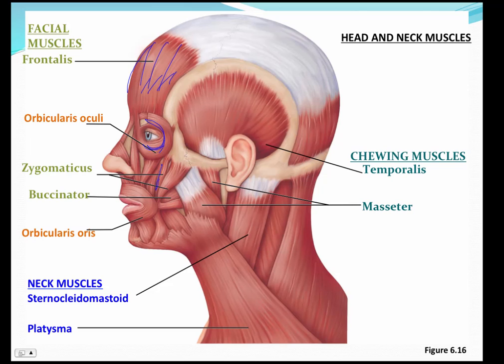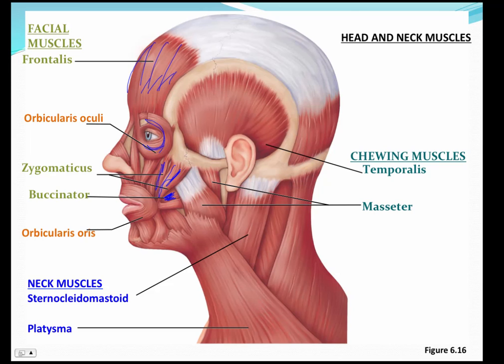Zygomaticus, that's this muscle over here, and this muscle over here. Zygomaticus will raise the corners of your mouth. And then you have the buccinator, this muscle over here. This is going to help flatten out your cheeks and also help when you chew. So as you chew, opening and closing of your cheeks.